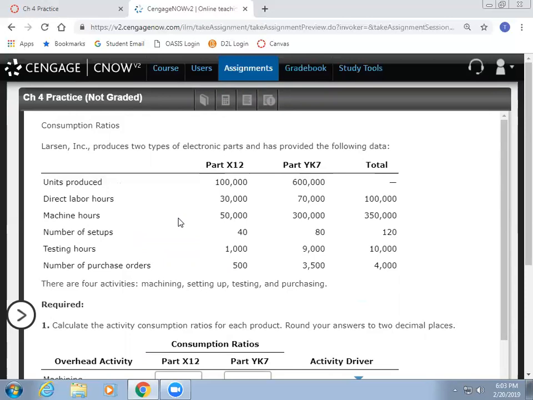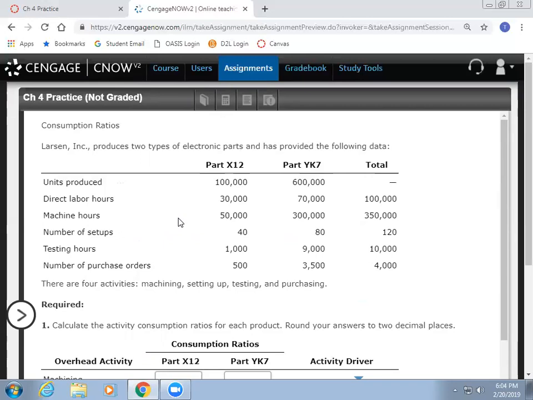We would use these consumption ratios basically when different products consume different proportions of these activities, okay? So you can tell the difference between part X12 and part YK7. They use different percentages or ratios of labor. They use different percentages of machine hours, setups, testing, all of that. So if we just based it on direct labor, it may not be very accurate. So we want to take into consideration some other activities to figure out a better applied overhead.